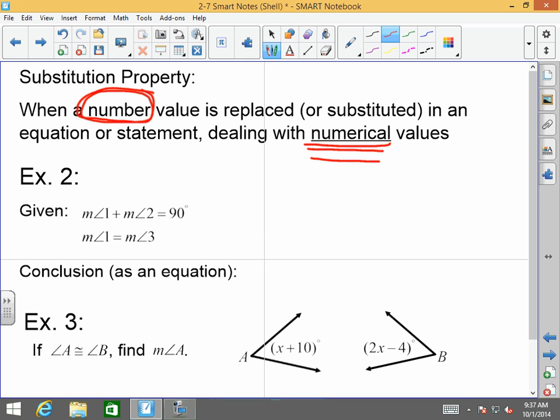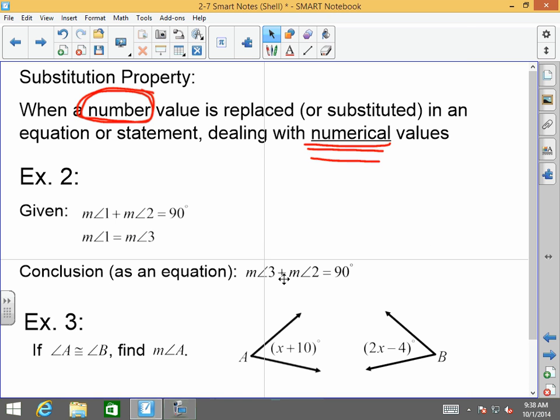I'm going to show you an example right now on how to use it. For example, if I tell you that the measure of angle 1 plus the measure of angle 2 is equal to 90 degrees, and I tell you that the measure of angle 1 equals the measure of angle 3, we're dealing with numbers here. Again, some of you may say, wait, this is just like the transitive property. It is, but with numbers. What can we conclude here?